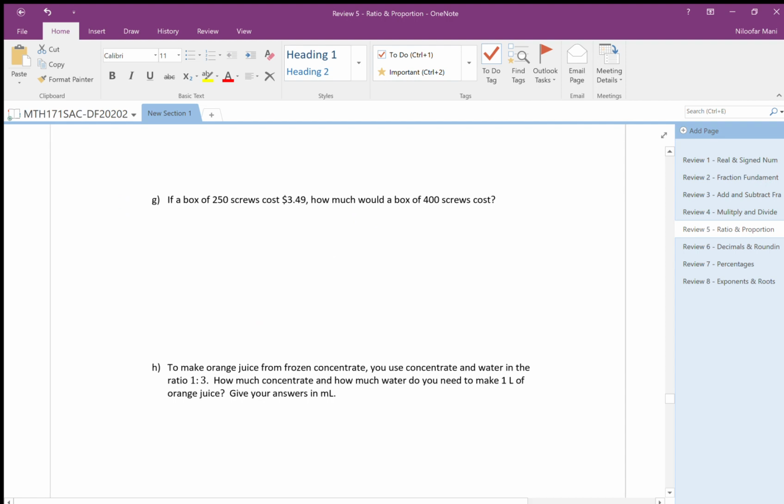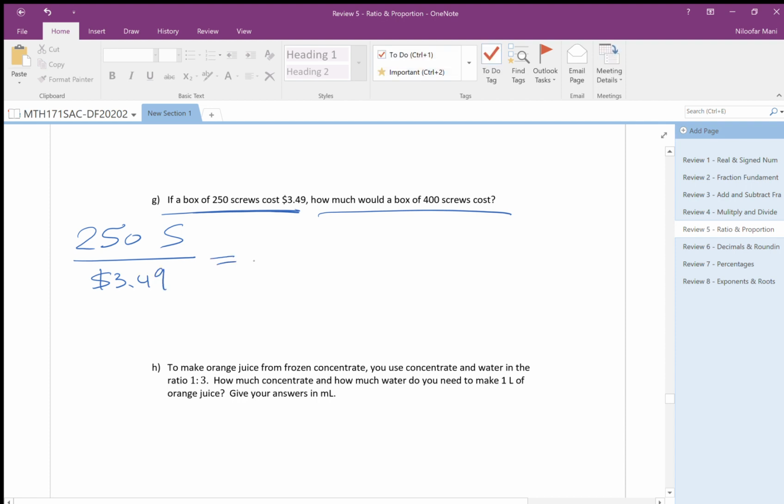How about here? If a box of 250 screws costs this much, how much would 400 cost? Okay, so this is the first ratio. The same condition, two different situations: first ratio, second ratio. I need a proportion. I need a ratio for the first one. So 250 screws is $3.49. How much for 400? You have to see which one goes up and which one goes down. For the first one, it doesn't matter. For the second, it must be the same. If I have screws up, I have to have screws up for the second one.